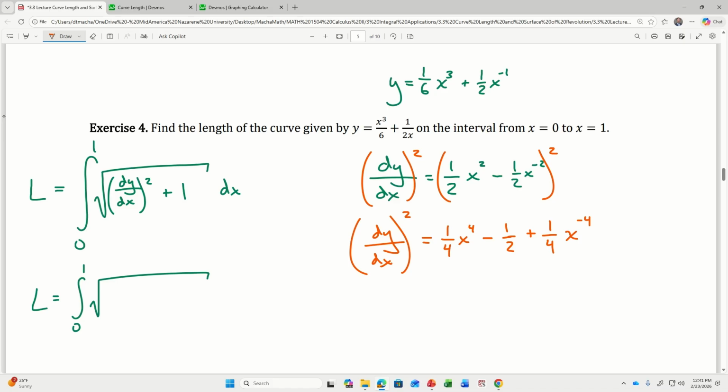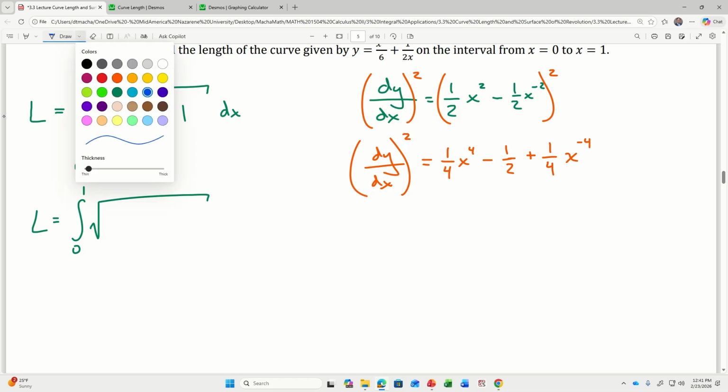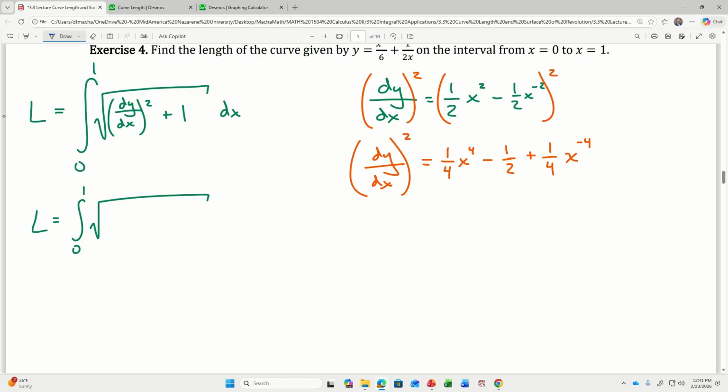Okay. What happens when I add 1? Because here in the radicand, I'm going to have dy dx squared plus 1. Well, if I were to add 1, that's going to make it 1/4 x to the 4th plus 1/2, right? Because I'm adding 1 to both sides.